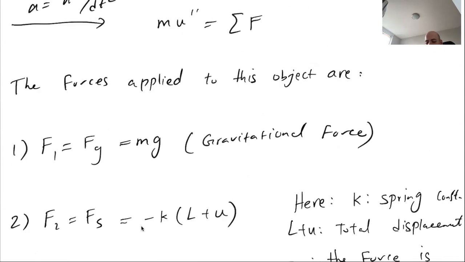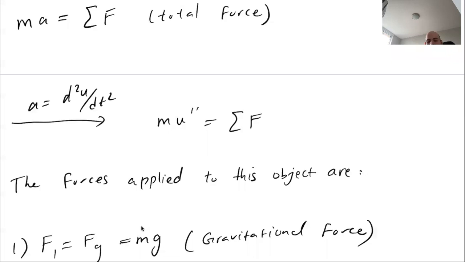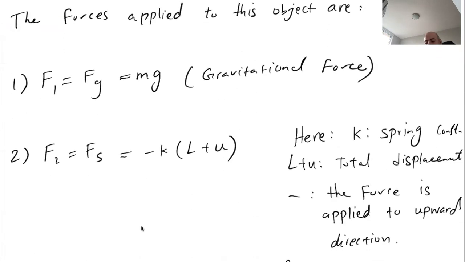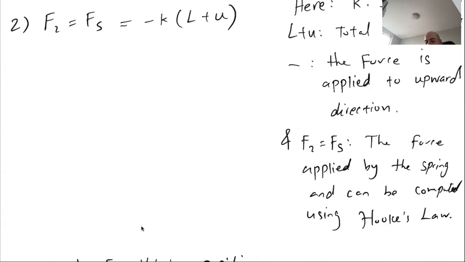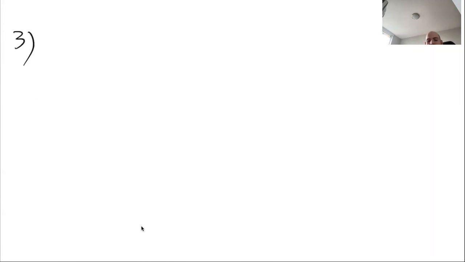So remember, I'm listing the types of the forces applied to the object. So we can have gravity, we have the gravitational force, we have the spring force. We can also have a damping force. If we assume that we have some friction, then we will also have a damping force.